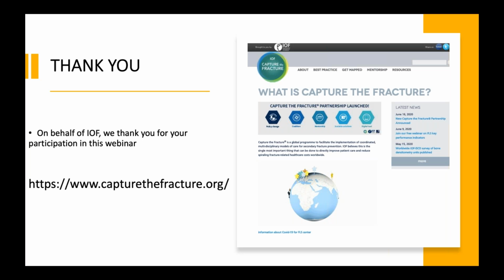Are you not afraid that we will discourage half of our audience here that does not yet have an FLS, and the other half that does have an FLS but is not yet on the Capture the Fracture map from the IOF, discourage them also because the procedure becomes too stringent? So could you re-emphasize the benefits of using those tools?